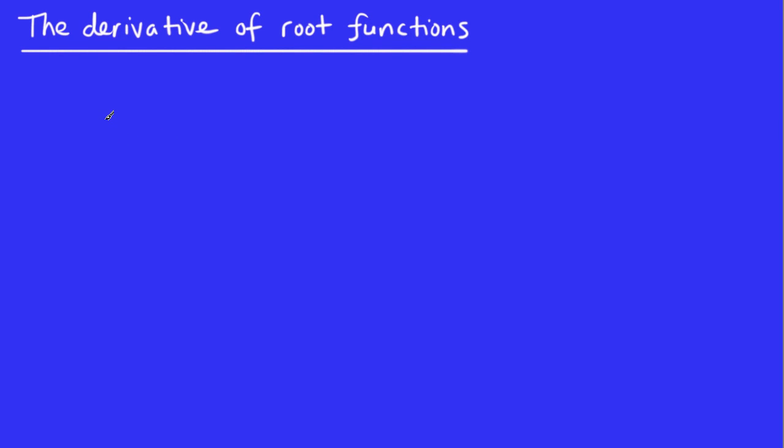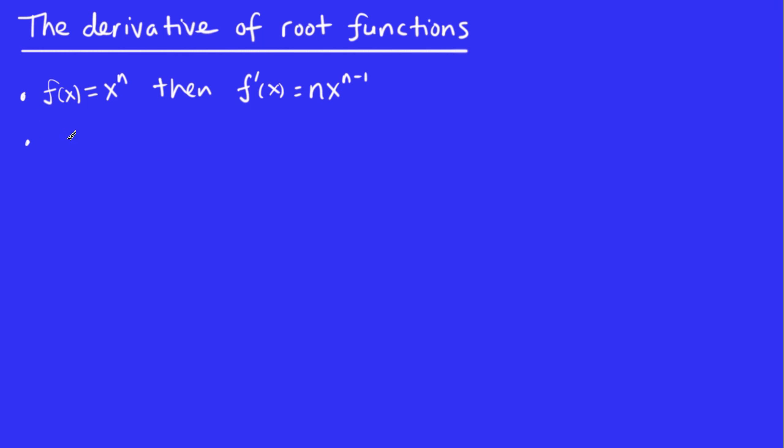I also want to talk about the power rule. You can also use the power rule to find derivatives of root functions. So again, the power rule is: if f of x is equal to x to the n, then the derivative is, I hope you remember, n times x to the n minus 1. That's one way to write it.